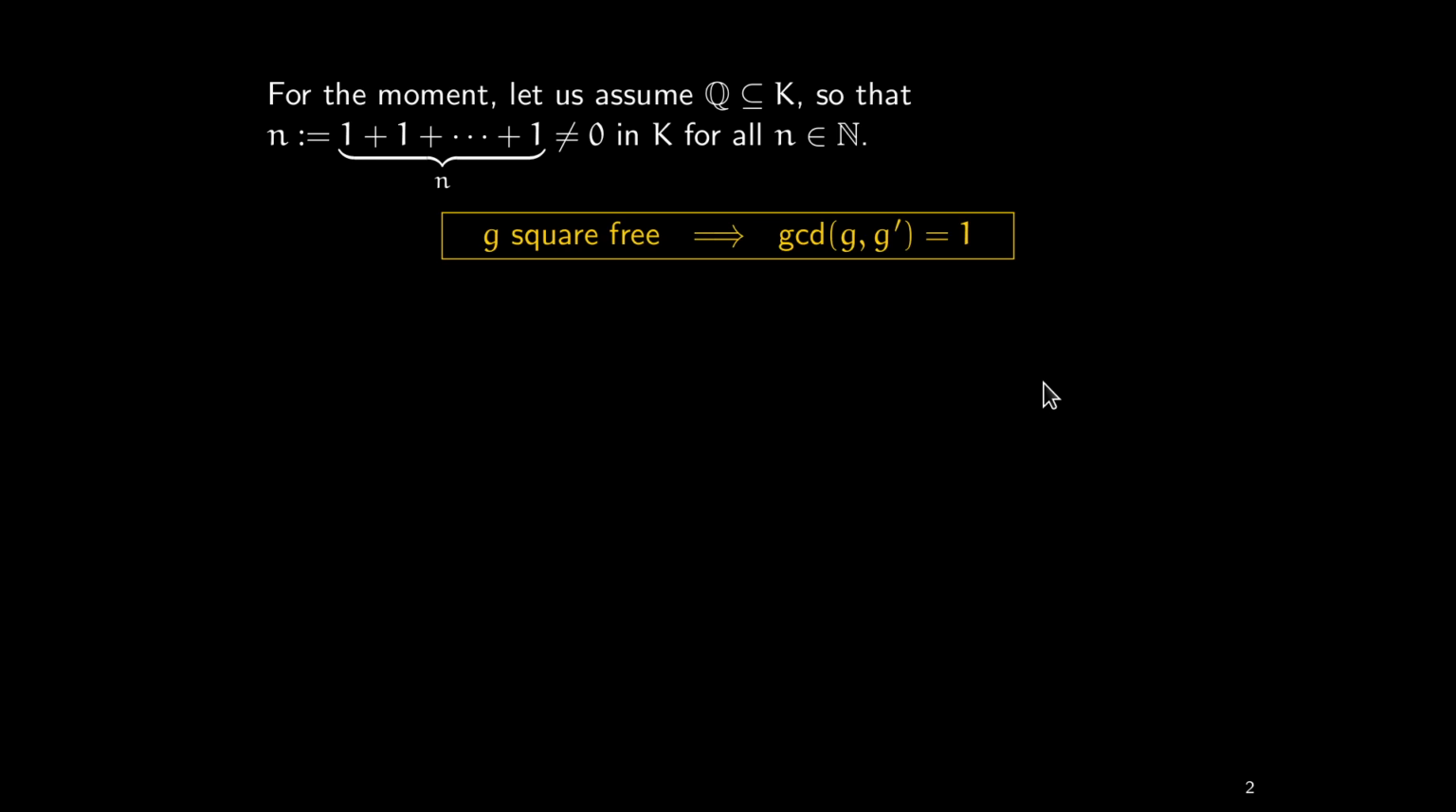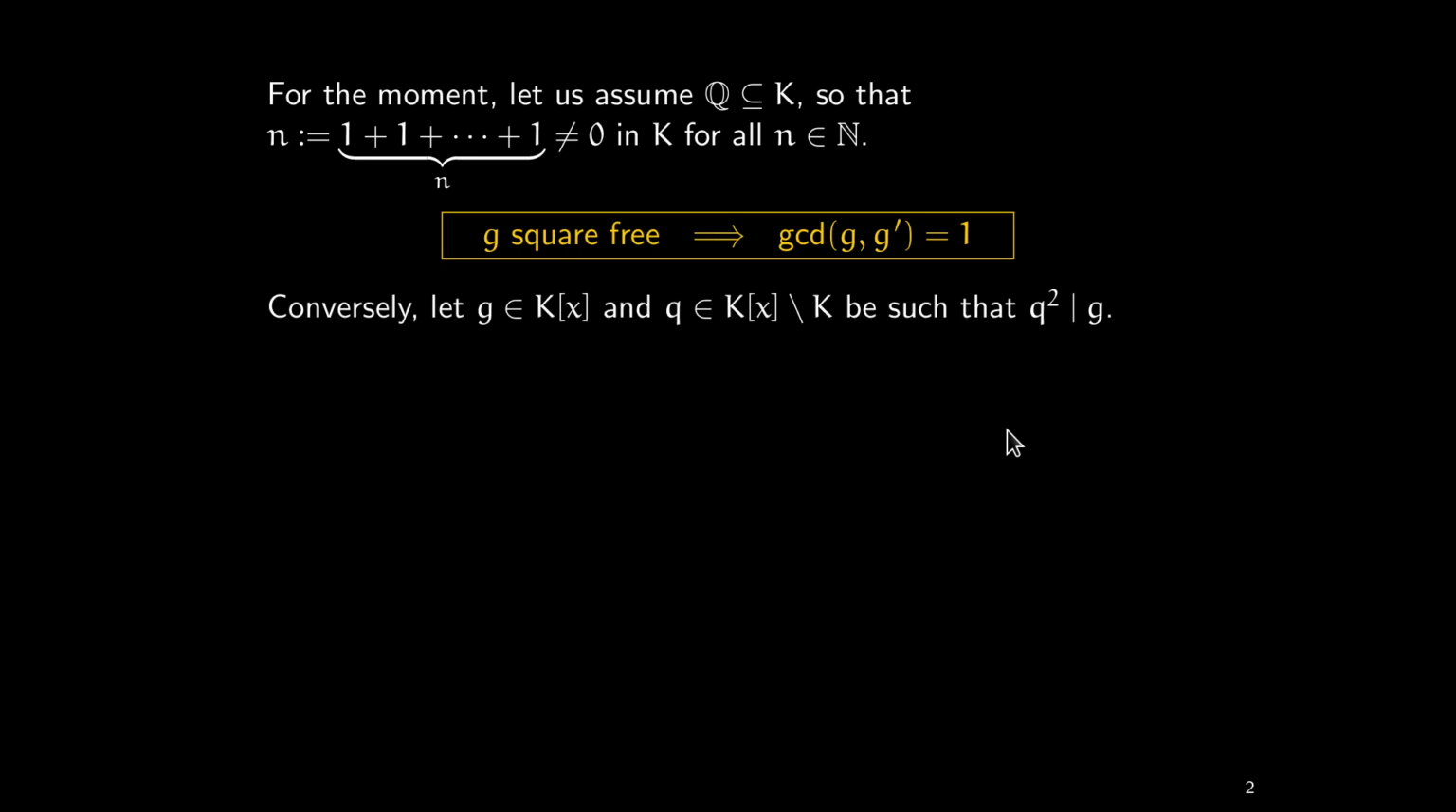And this also works in the other direction, and there it's actually easier to see this because we don't need to mess around with sums and products. We can write that more compactly. So suppose we have some polynomial G that is not square free. So it means it contains a Q whose square divides G. Well, then what happens to the derivative?